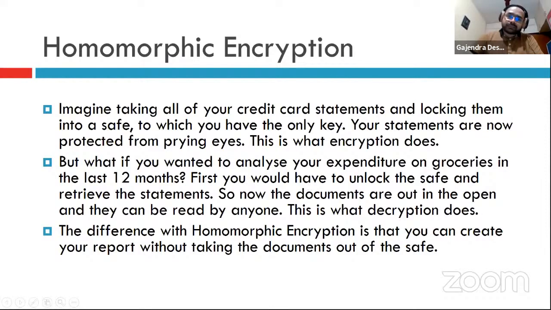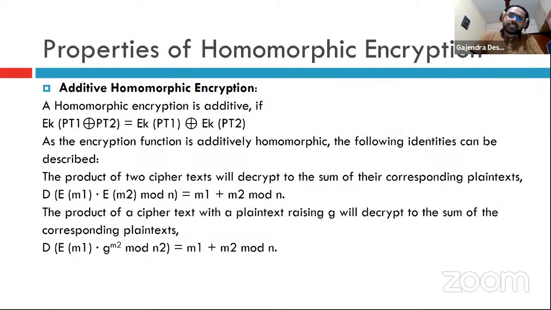Now, when we say homomorphic encryption, there are basically two basic properties. One is additive homomorphic encryption and the second one is multiplicative property. So in additive homomorphic, what happens is you have two plain texts PT1 and PT2. You're going to add them and you're going to encrypt them.